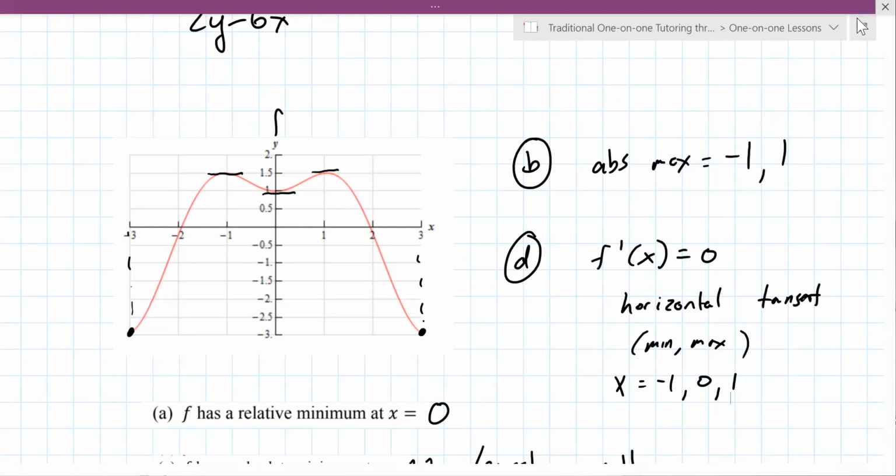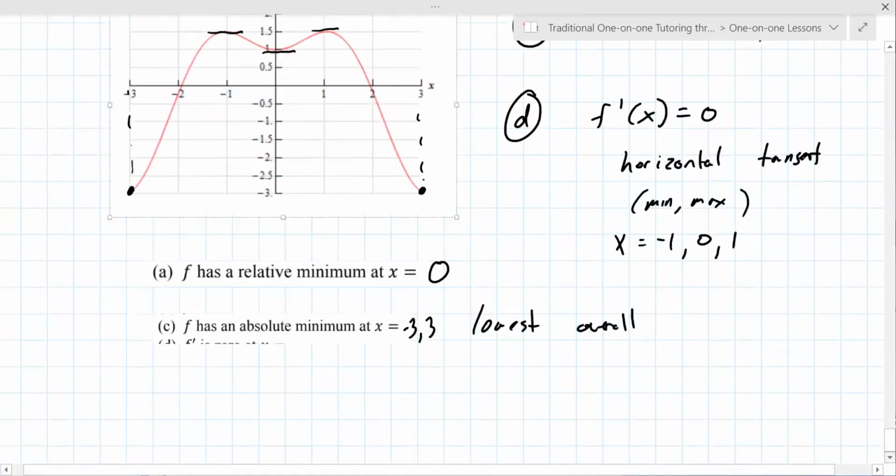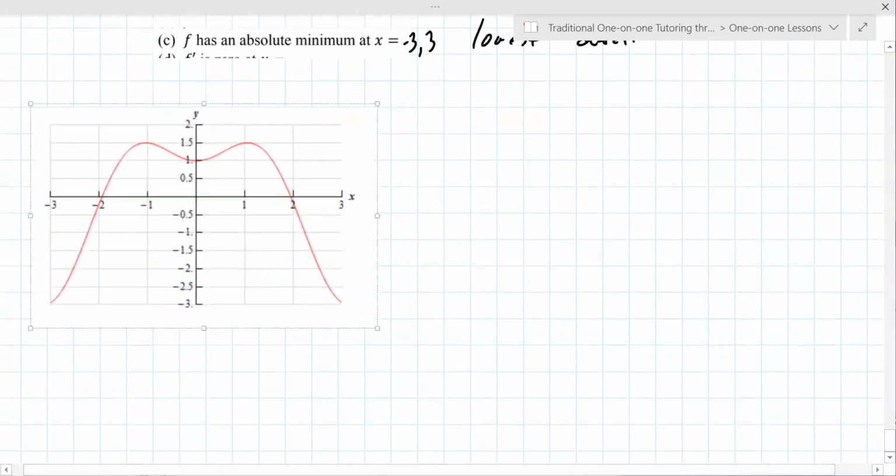Okay. All right, so let me copy this graph down to do letters C and D, because we're going to want to draw on it. So you can see that.